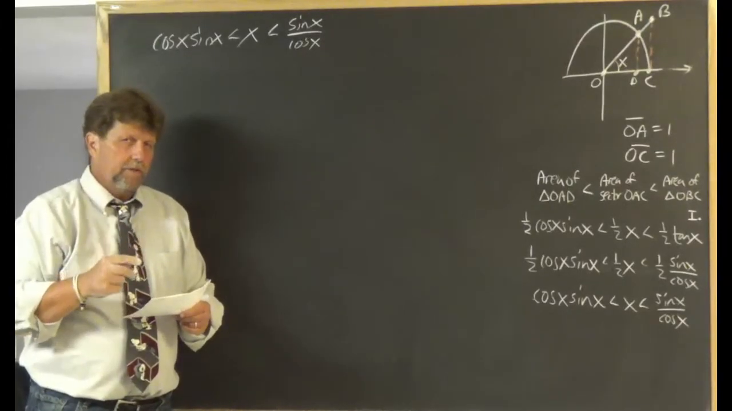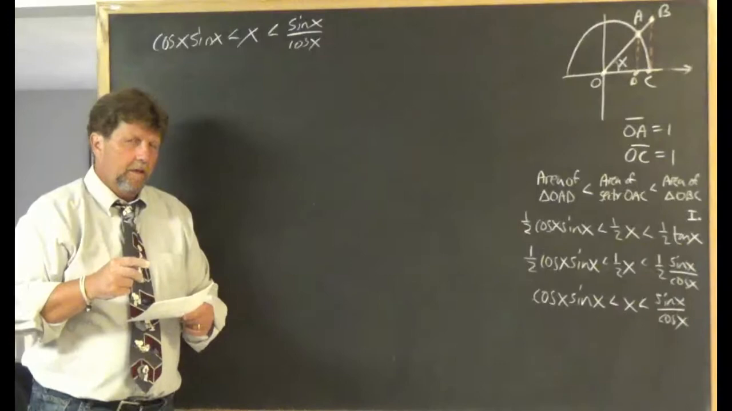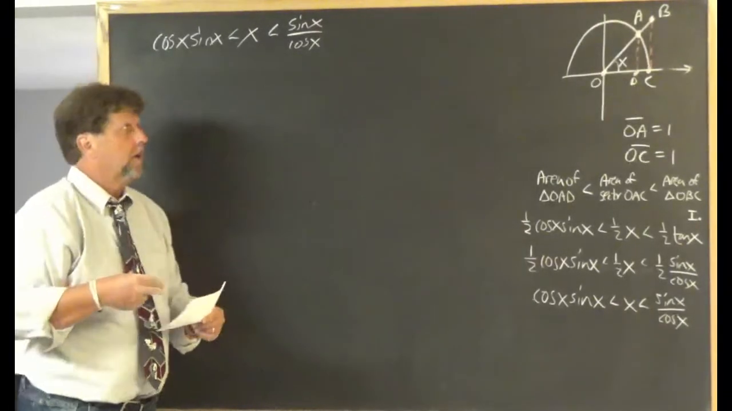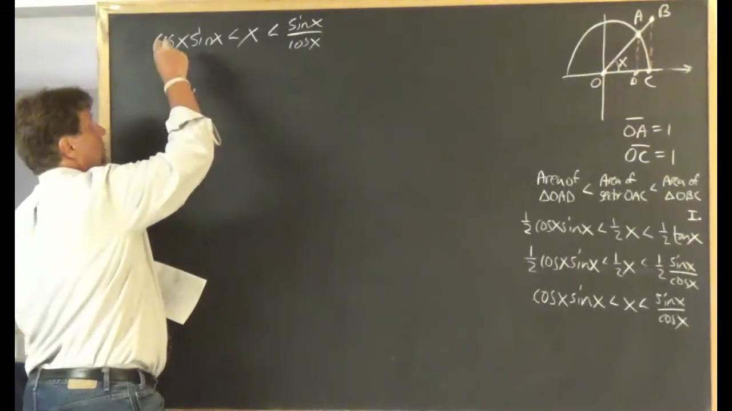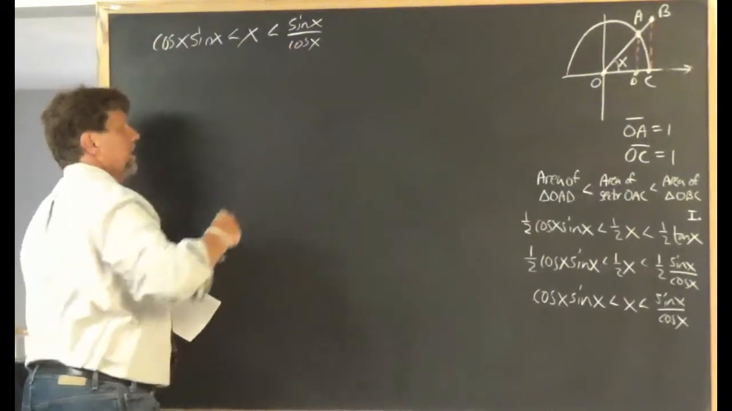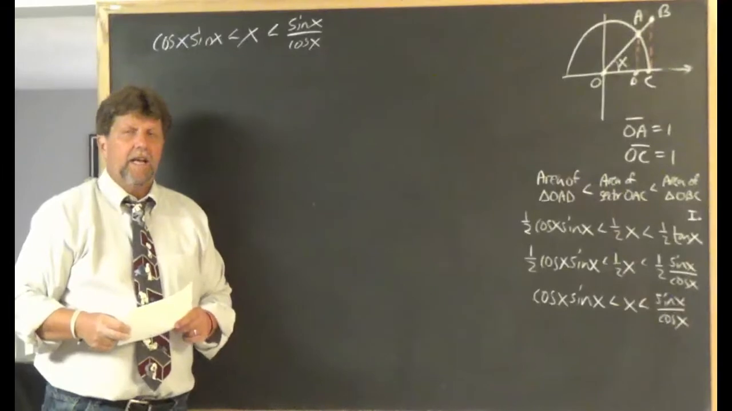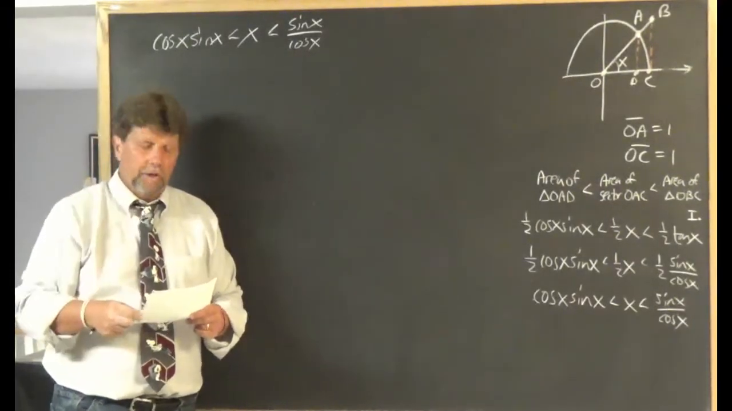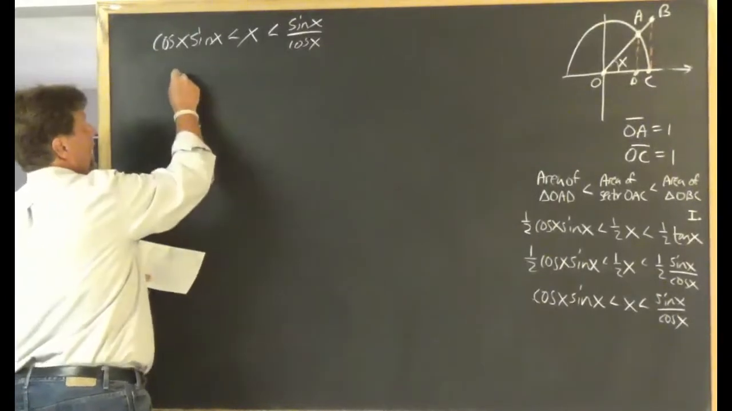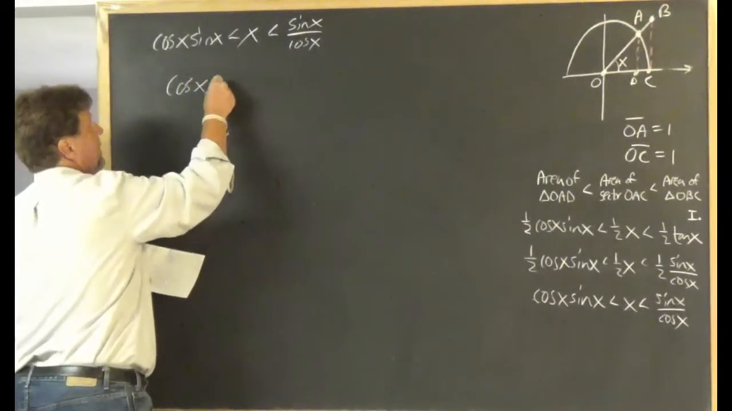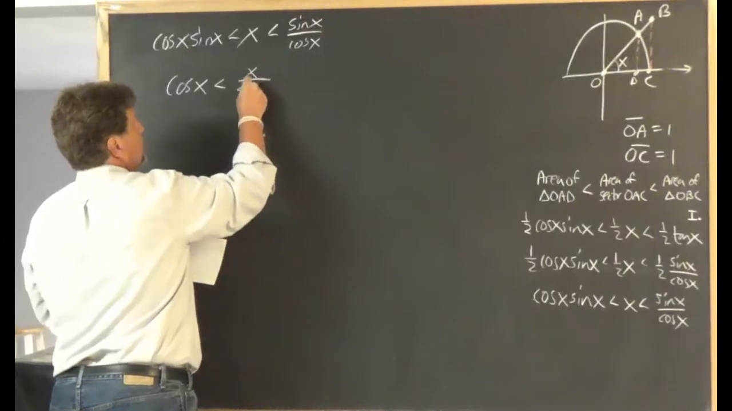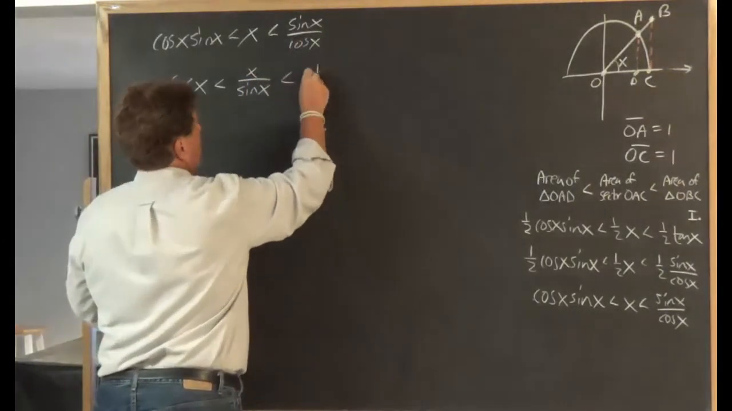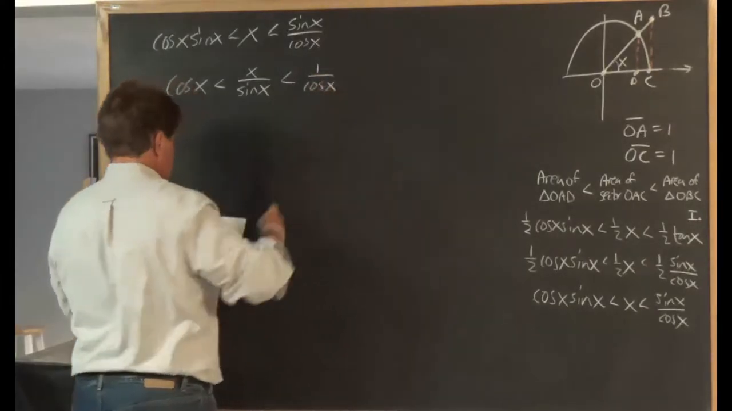I'm now going to do something that may not seem obvious, which is why I'm going through the derivation. I'm going to divide each piece of this compound inequality by sine x, or multiply it by 1 over sine x, however you prefer to look at it. When I do that, I get cosine x is less than x over sine x is less than 1 over cosine x.